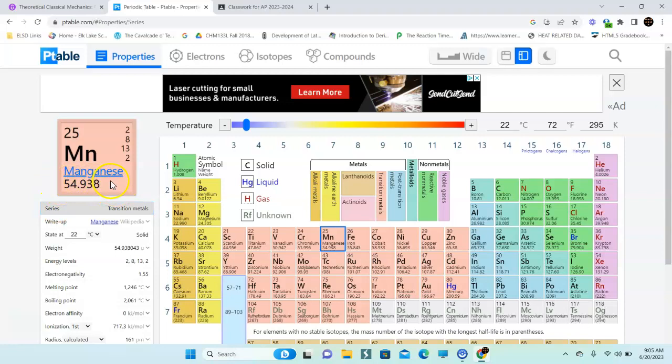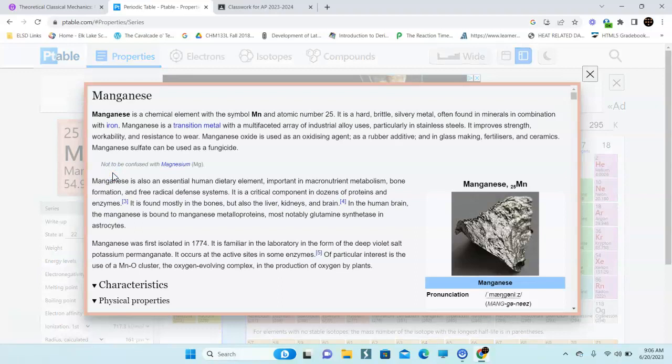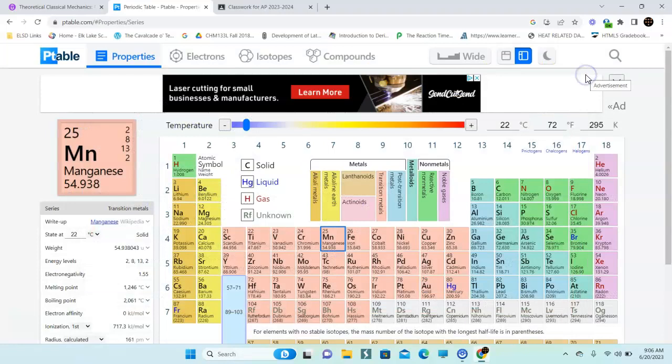This number down here, 54.938, is the number of grams in 1 mole of this compound, which is the way that we can weigh out, or mass out, I guess you could say, a certain number of grams and figure out how many moles of a substance we have. I'm going to be doing a video on that later this summer. And if you click on the blurb there, or the hyperlink, you get a little blurb from Wikipedia about manganese, which is kind of nice.